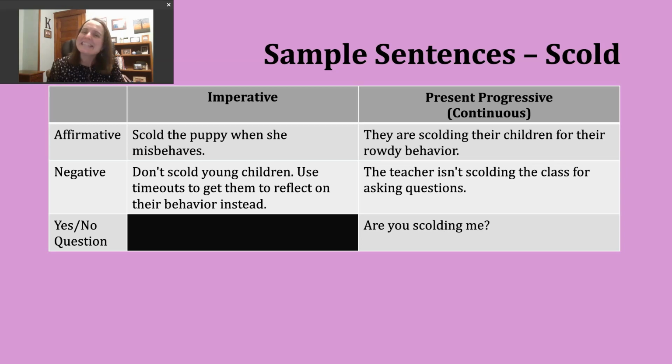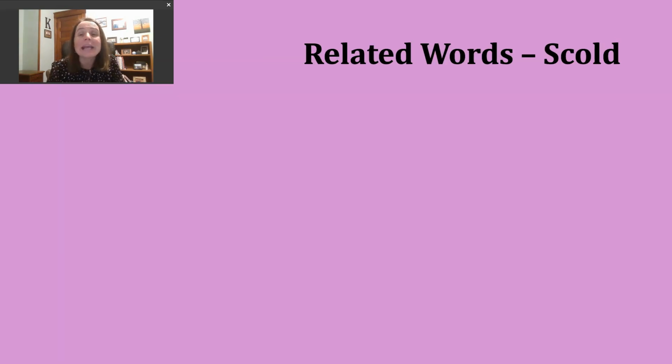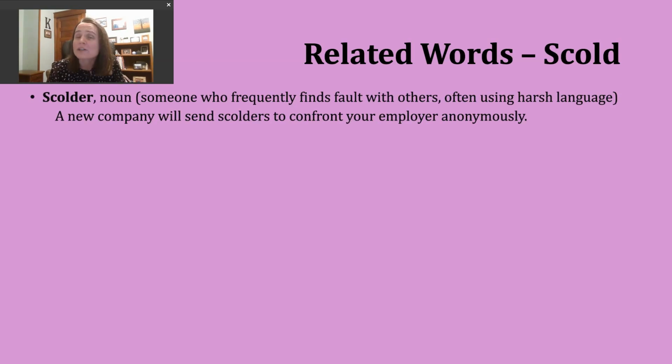Now, let's spend a moment looking at some words that are related to our verb scold. The first word we're going to talk about is a noun. We're going to add the er suffix, and that suffix usually means a person or thing who, and then we can go back to that base verb. So here, a scolder is someone who frequently finds fault with others. They use that kind of harsh or angry language that we've been talking about.